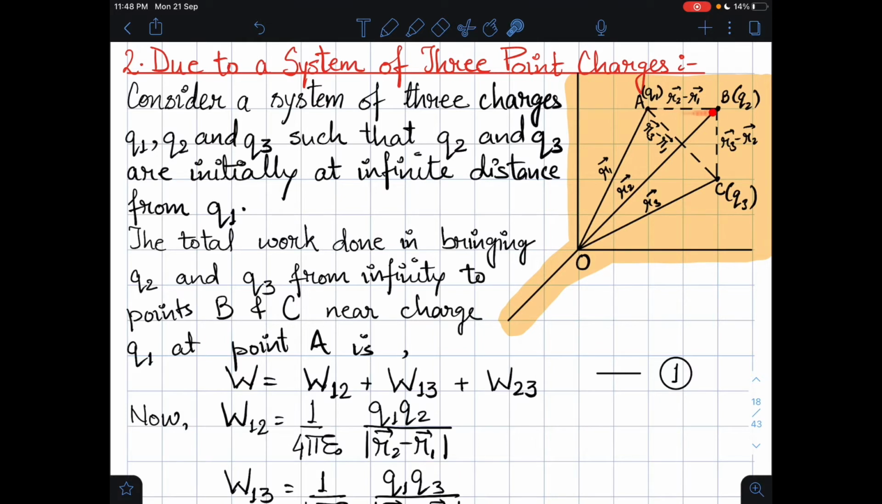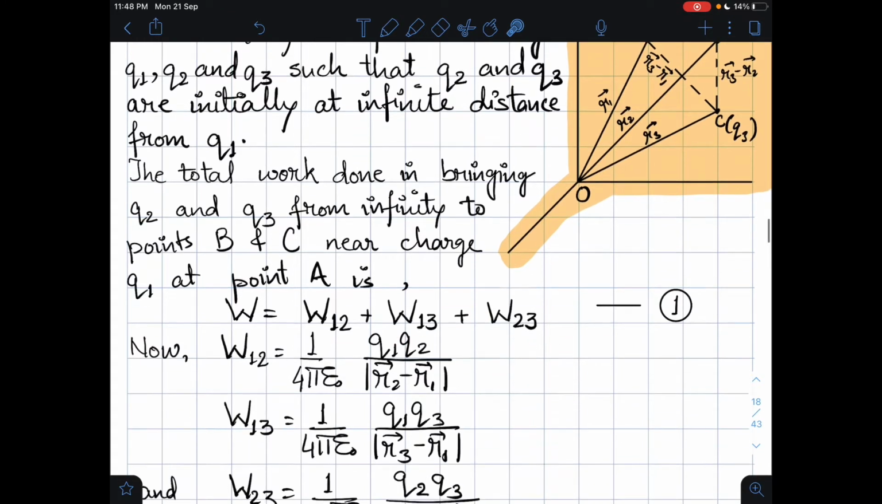The distance between A and B is given by r2 vector minus r1 vector. The distance between B and C is given by r3 vector minus r2 vector, and between A and C is given by r3 vector minus r1 vector. So total work done is equal to work done by first on second, plus work done by first on third, plus work done by second on third.